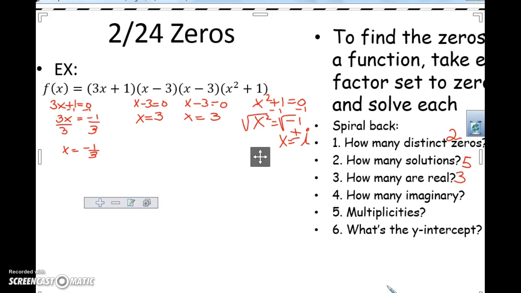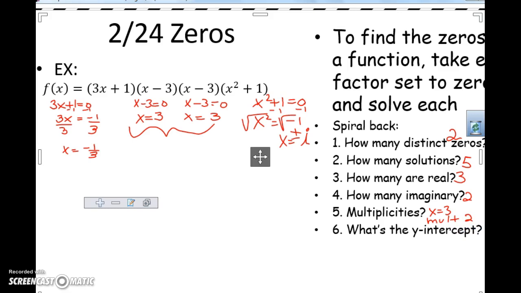How many were imaginary? Do we have any multiplicities? The identical answers, yep. So these would be multiplicity. So x equals 3 with a multiplicity of 2, because it happens twice.